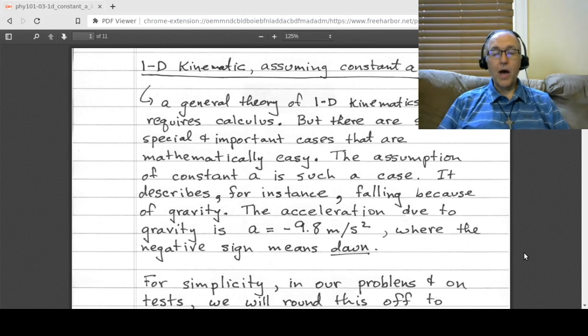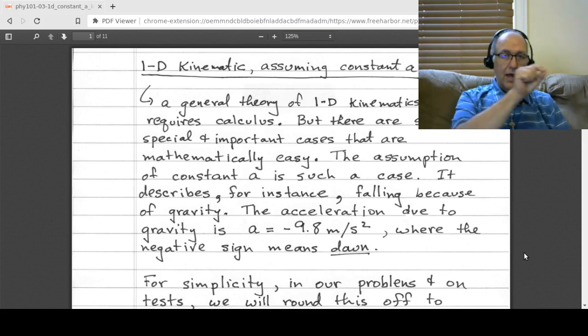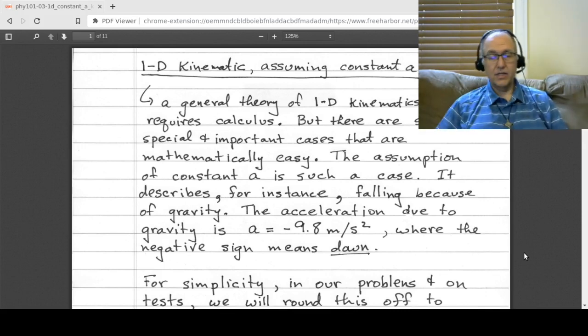So last lecture, I introduced general 1D kinematics. And what that means, the word general there, is that we really didn't specify any particular assumptions of what kind of motion you had. It could be anything. The motion could be as complicated as you want. The only assumption was that it's in one dimension.